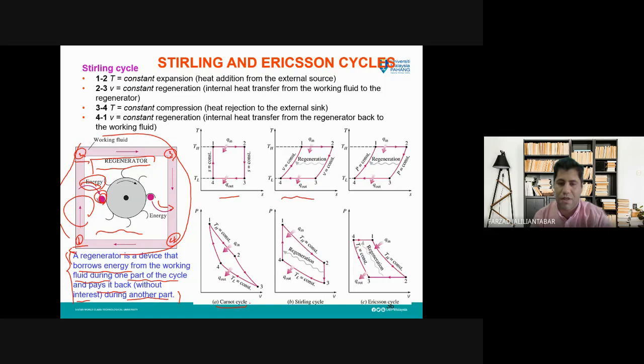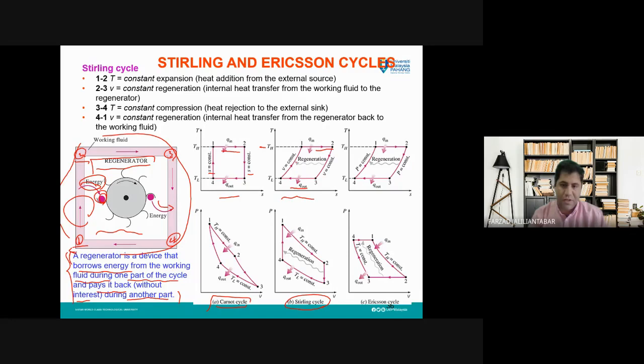Here is the Carnot cycle, you know its TS and PV diagram. Here is the Stirling cycle. You can see in a Stirling cycle we have isothermal processes: an isothermal heat addition process from state 1 to state 2, and here an isothermal heat rejection process. How about the other two processes? The other two processes, instead of isentropic processes, are constant volume processes.